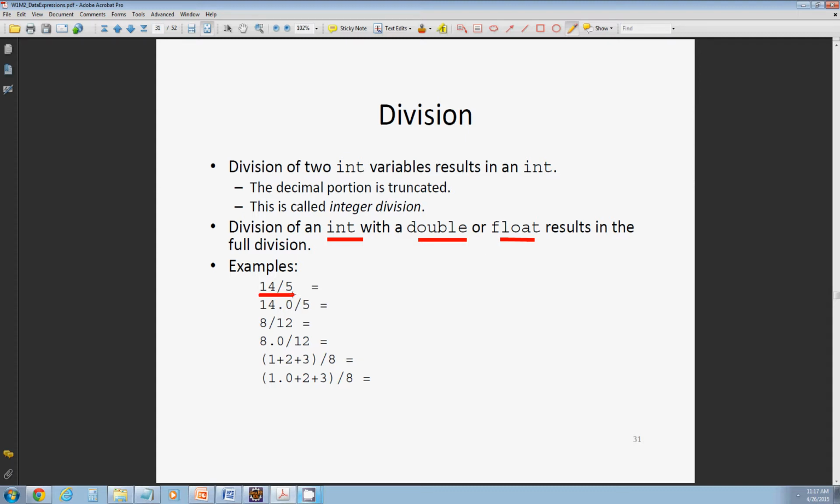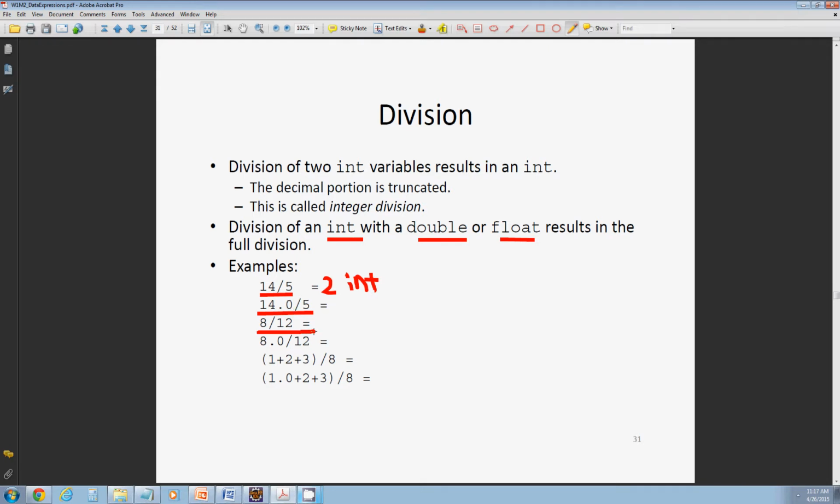So for example, 14 divided by 5. Well, 14 divided by 5 is 2 point something, but basically the something is truncated. And so the Java result of this expression is going to be 2. The type is int, and the value is 2. Now, if we had 14.0 divided by 5, 14.0 is not an int. It's a double. It has a decimal. So now this expression is going to perform full mathematical division, and the result is going to be 2.8, which is a double.